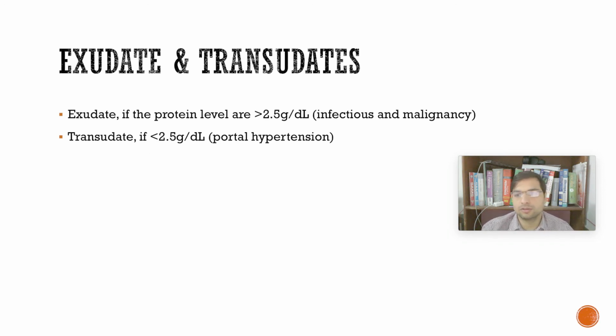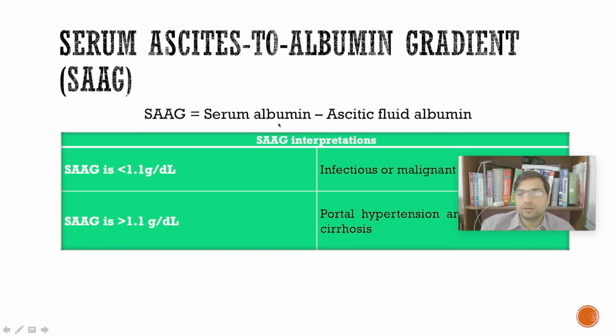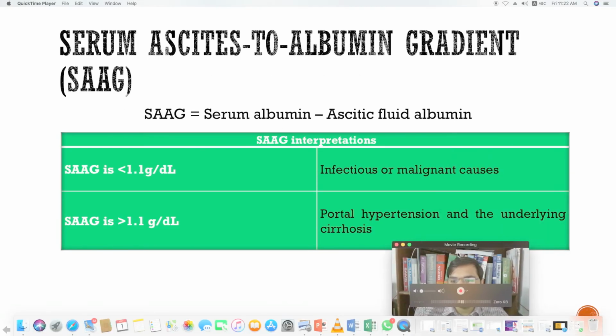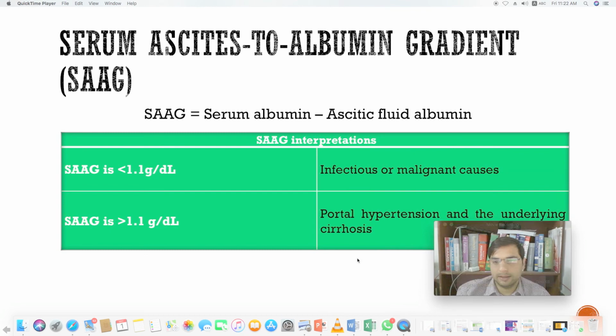So by looking at the fluid, you can say whether it is an infectious cause or a portal hypertensive cause. In portal hypertension, it will be mostly transparent in color. So now this transudate and exudate are things of the past.